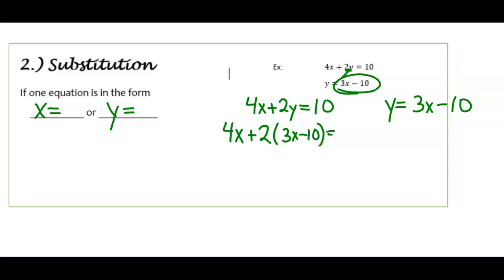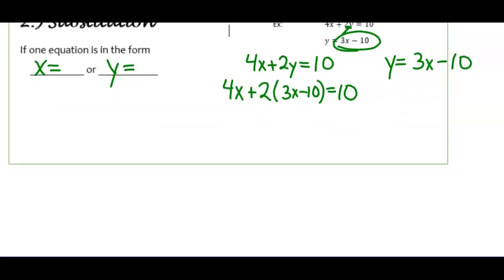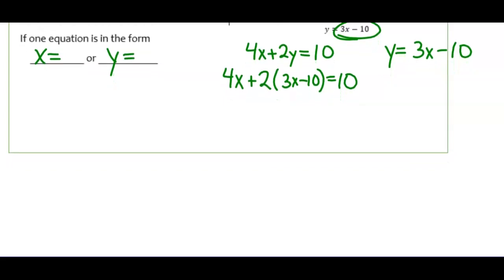I put it in parentheses so that I remember to distribute. And then I find that out. Can you guys do that? So what's your next line going to be? Do that on your paper. All right, you should have distributed here. What did you get?